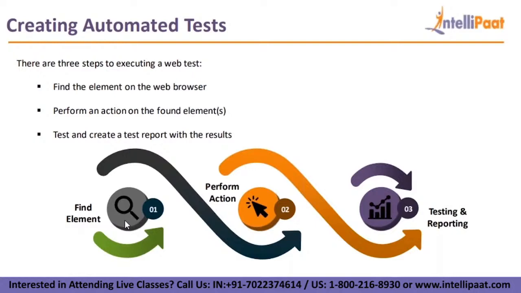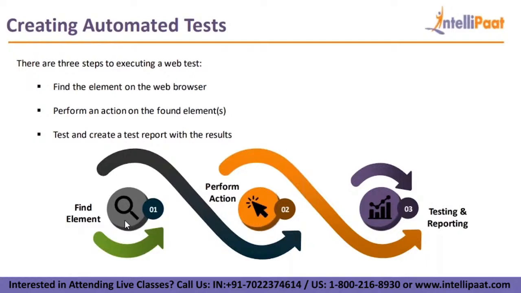Second step would be to perform the actions. So in our case, the actions would be to put some text, right? The first step, finding the element, was to find that particular text box. Let's say I'm on facebook.com and I have to enter the username. Okay, so what would be step number one? Step number one would be to find the username text box on facebook.com.